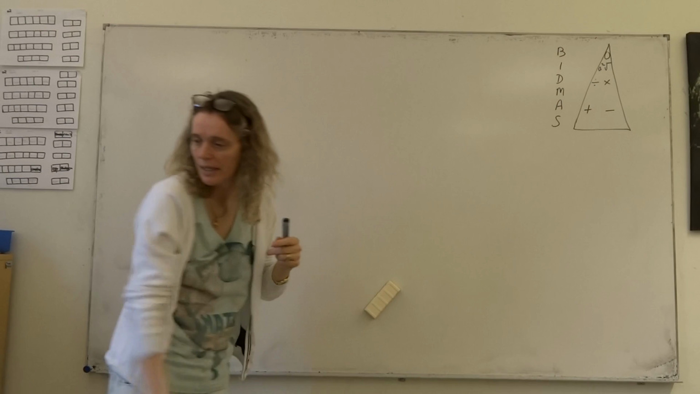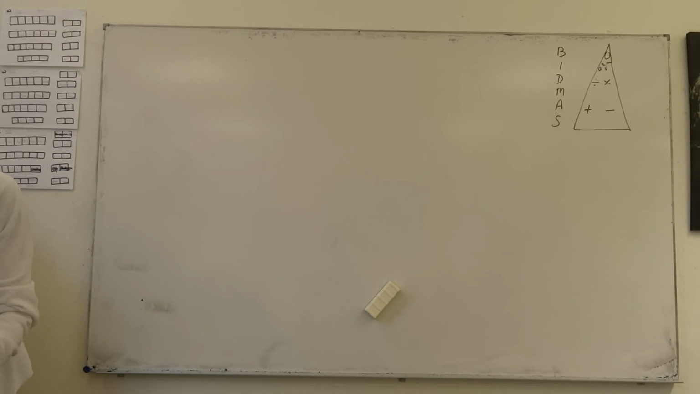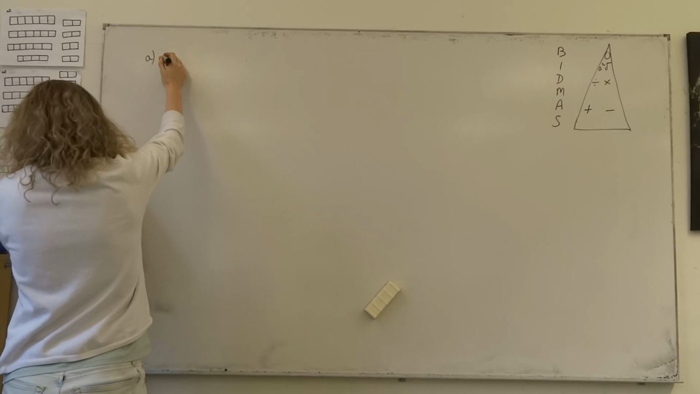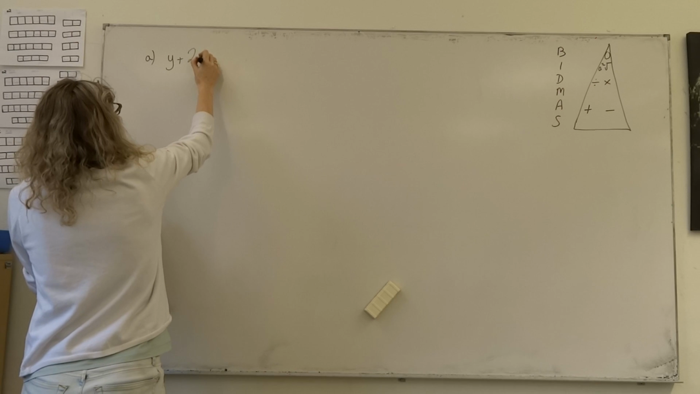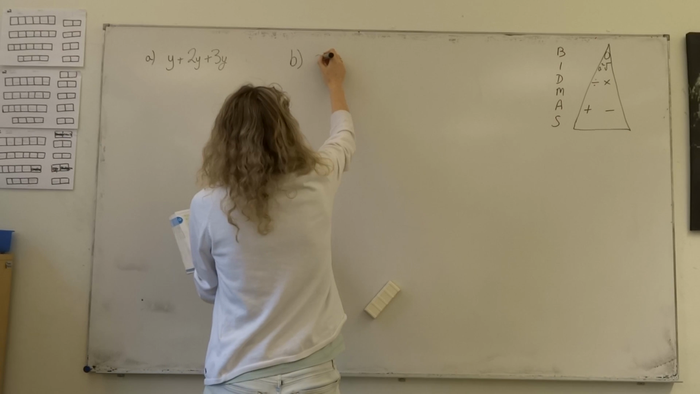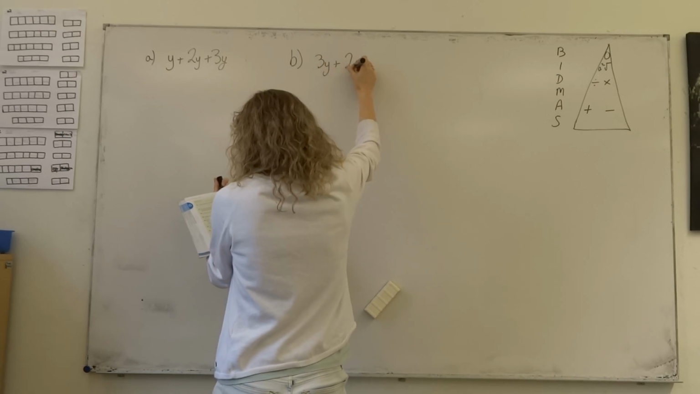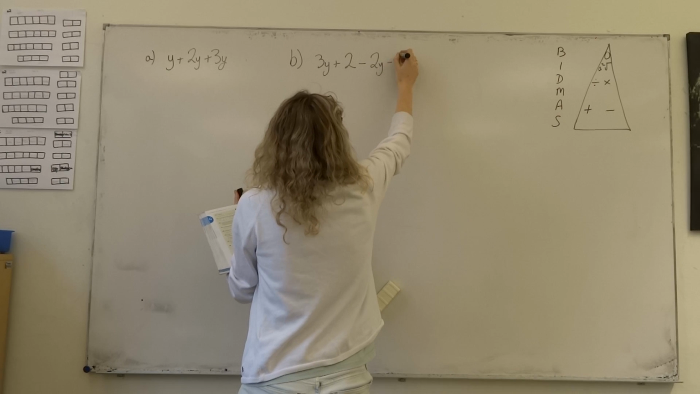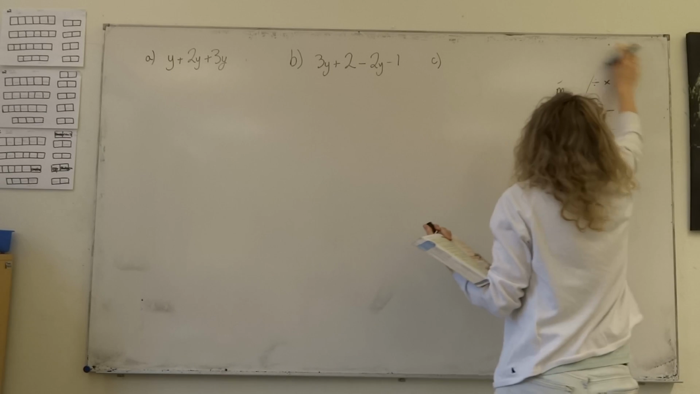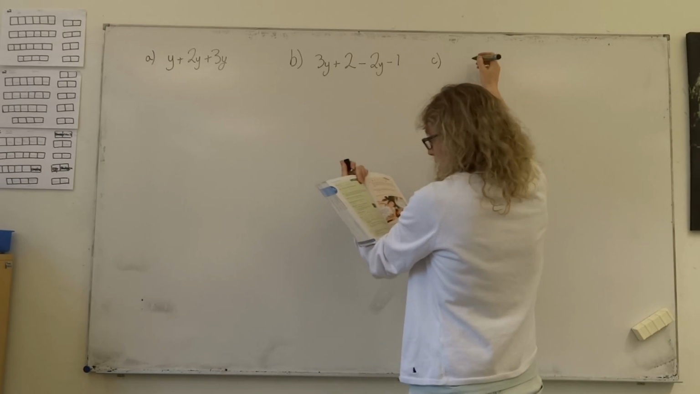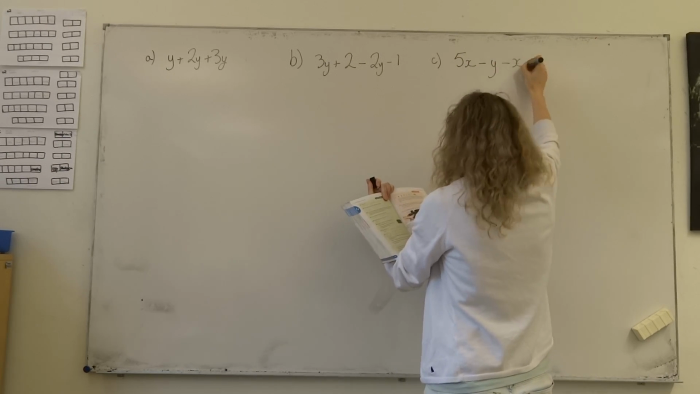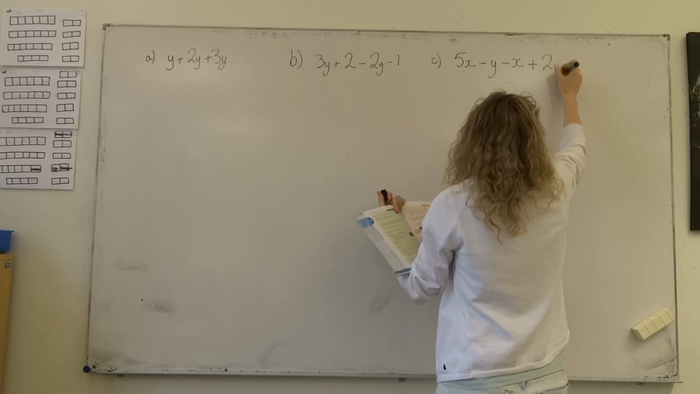Then, next question. They want us to simplify these expressions as far as we can. We have A. y plus 2y plus 3y. Then we have expression B, 3y plus 2 minus 2y minus 1. And then we have C. We'll remove a bit of maths from here so we get a bit more space. Question C is 5x minus y minus x plus 2y.